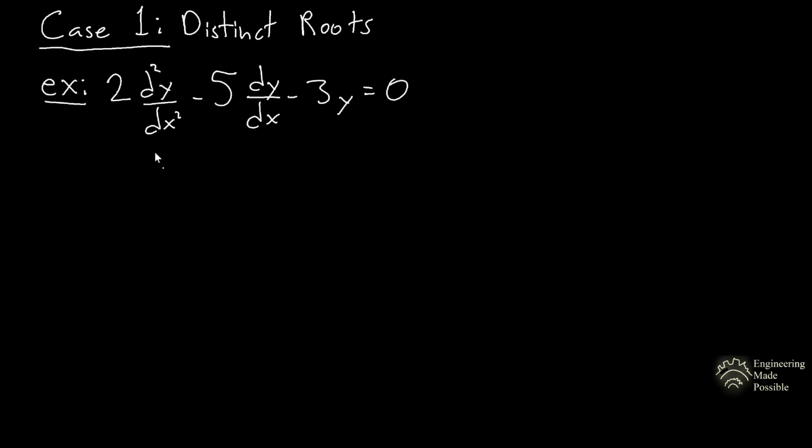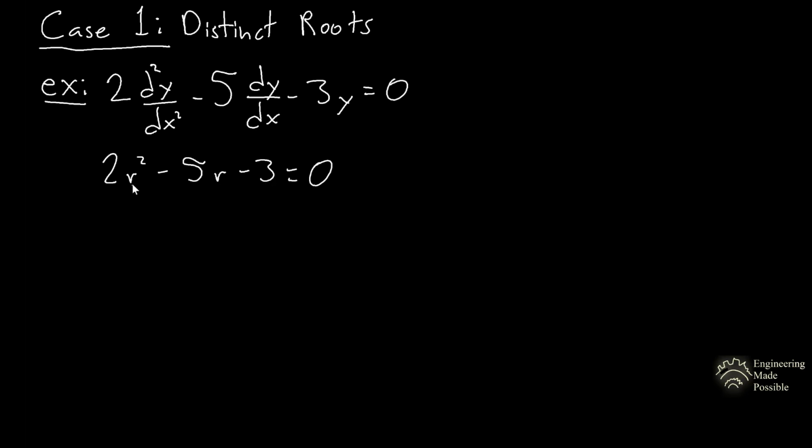So you have 2 times the second derivative of y with respect to x, take away 5 dy dx, take away 3y is equal to 0. Now, of course, you see it's a homogeneous higher order, second order in this case, and we have constant coefficients 2, 5, and 3. So we could go ahead and use this method. So we have 2 times r squared take away 5r take away 3 is equal to 0.